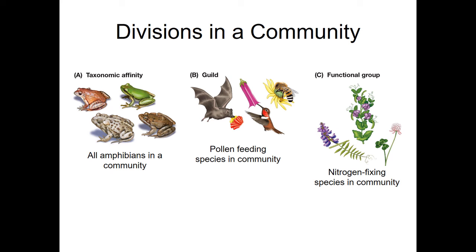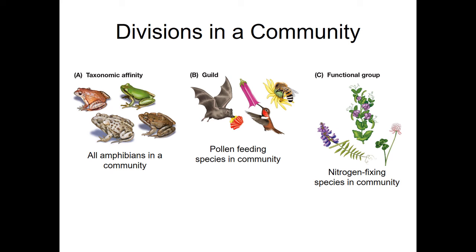And there's a number of ways we can do this, but three common ones. First, we might go by taxonomy. So we might be looking at all the amphibians in a community, or all of the beetles in a community, or all of the birds in a community. So we group it based on taxonomy.